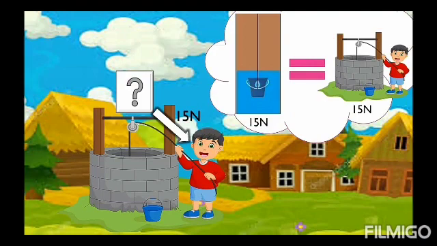So, this case is the equilibrium state. Why equilibrium? Because you will get 0. Any force that gets 0 Newton is called equilibrium. At first, with less force, the bucket moves downwards. When the boy uses 15 Newton force, it stops in the state of equilibrium. The boy uses 15 Newton force. This force is called equilibrium force.